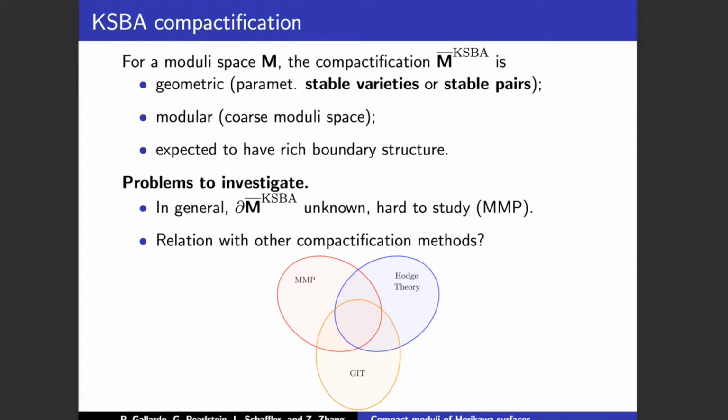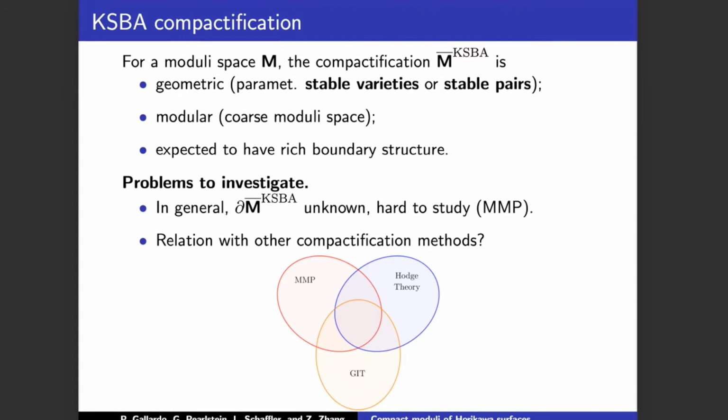So this is the end of my general introduction about this compactification. Next, I would like to give you the basic ingredients to work with it, and then we will apply them to the case of Horikawa surfaces. So back to the beginning in some sense.